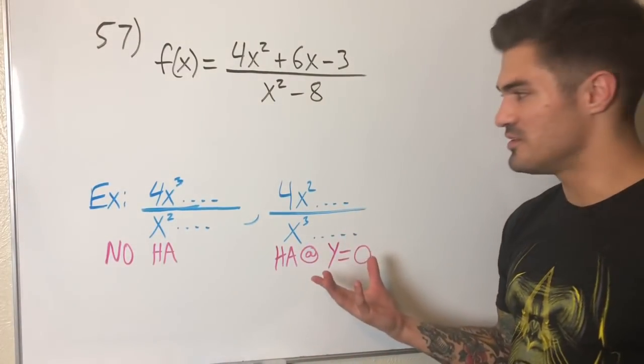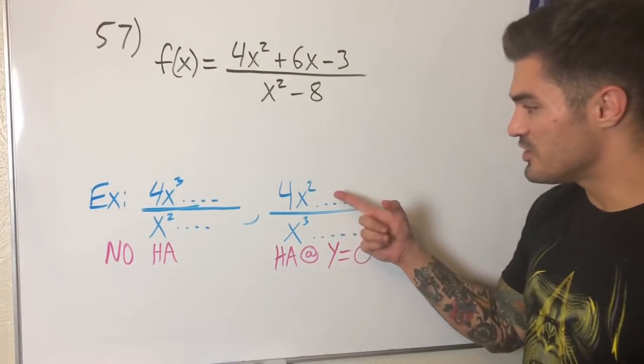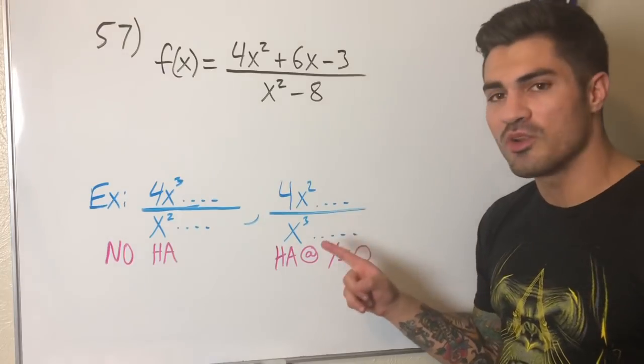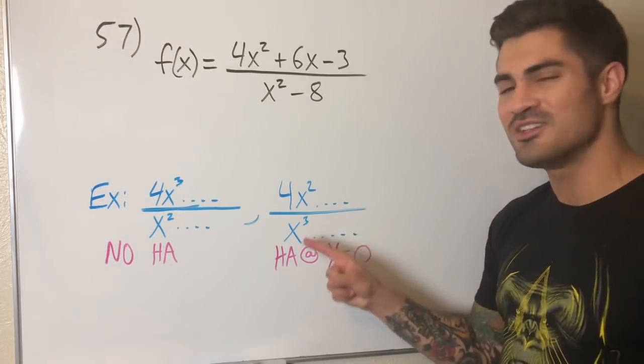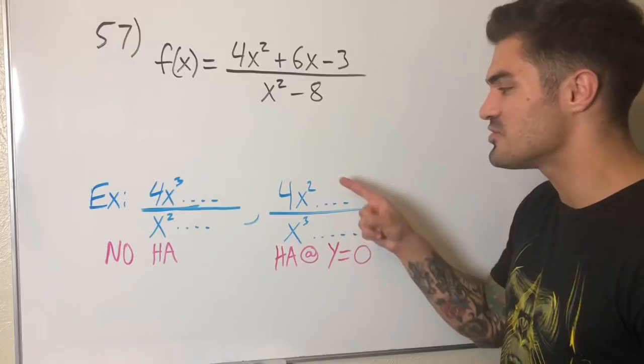In this case, we have the opposite thing going on, right? We have the numerator increasing a lot slower than the denominator. And think about what happens when the denominator increases faster than the numerator.